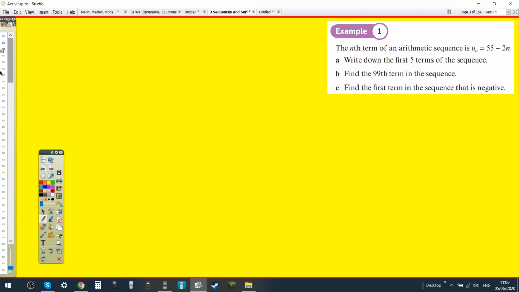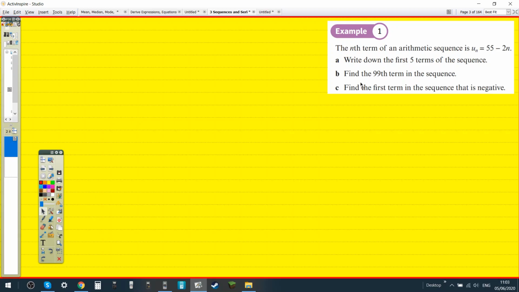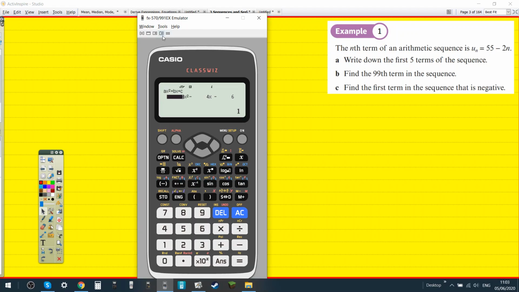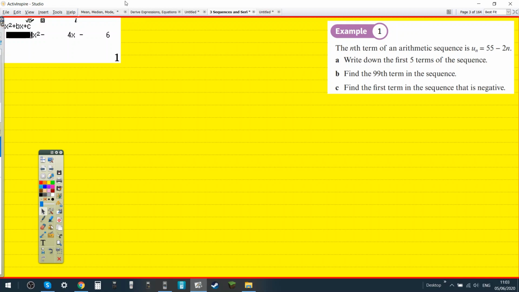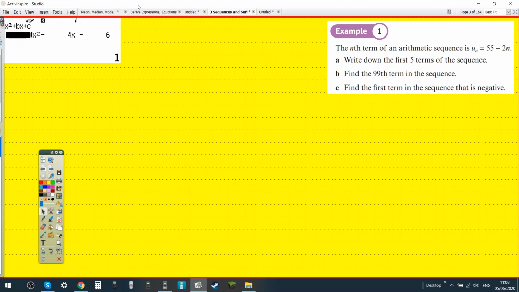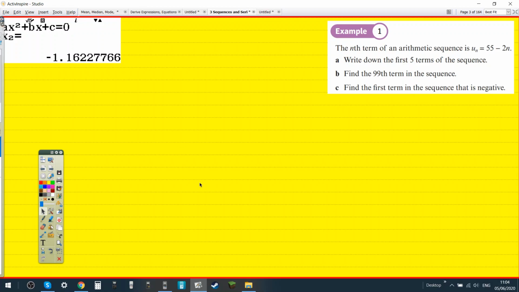Let's see. Okay, how about this one? So I want the first 5 terms of the sequence. Do I need to sub in 1, 2, 3, 4, 5? Yep. And do you know a quick way to do it with your calculator? No. Let me show you. I want to try using the graphical one for this.